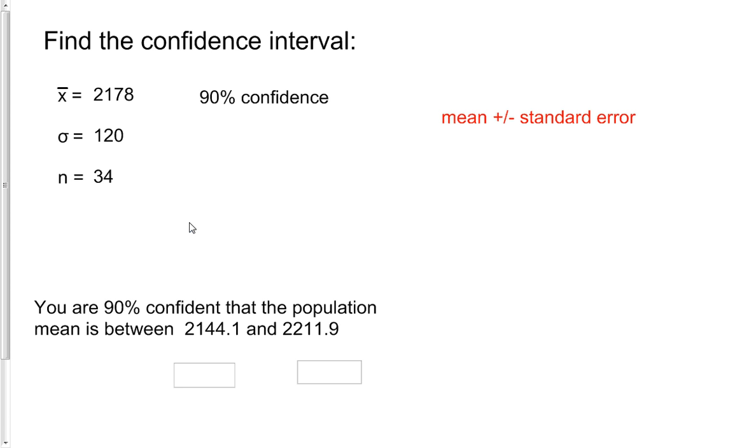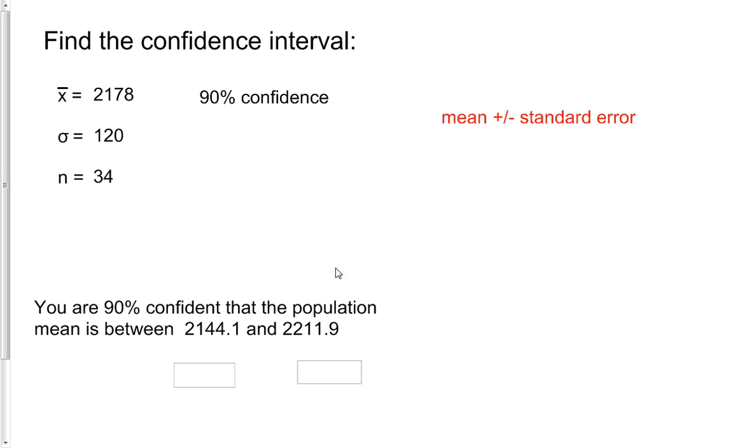Now we're going to look at rewriting our confidence interval in a different notation. We want to write it as the mean plus or minus the standard error. The way we've been writing it so far is the lower bound of the interval to the upper bound. So in the case of this first problem we looked at earlier, the mean was 2178, but our confidence interval went from 2144 to 2211.